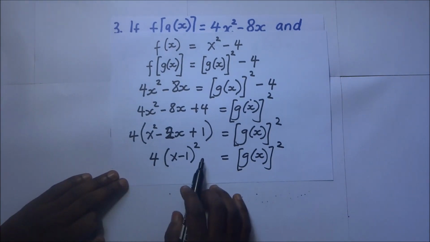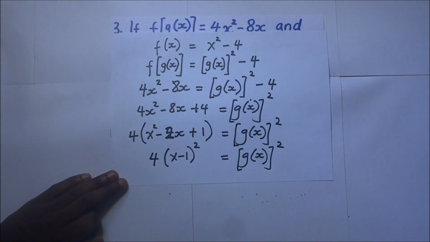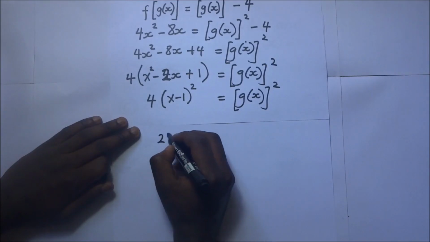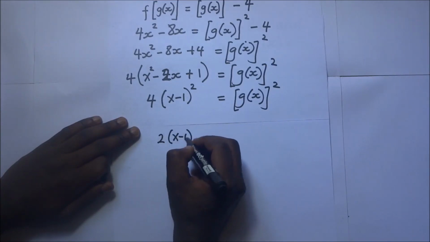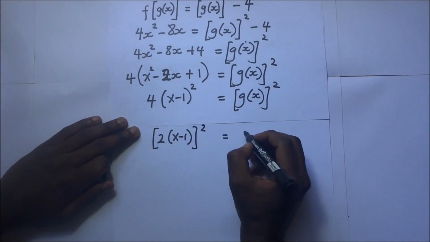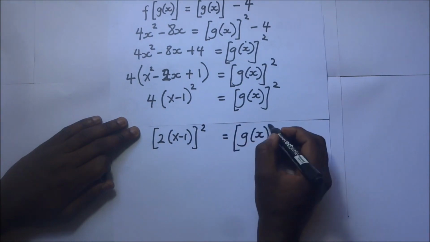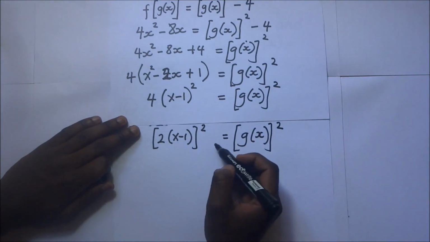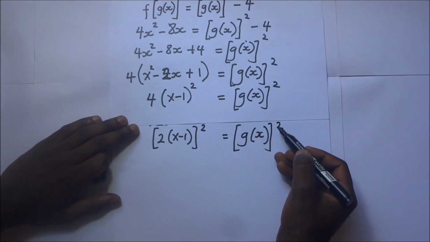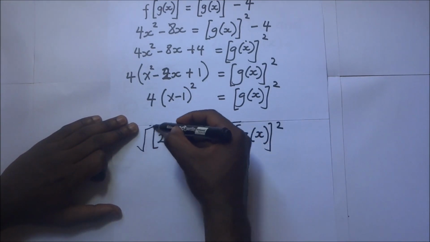So definitely, to make this whole thing squared, because we want to eliminate this square, we do it this way. This is going to become 2 into x minus 1, and this whole thing becomes squared. This becomes g of x, and this whole thing is also squared. So definitely, for us to get rid of this square sign, we find the square root on both sides.